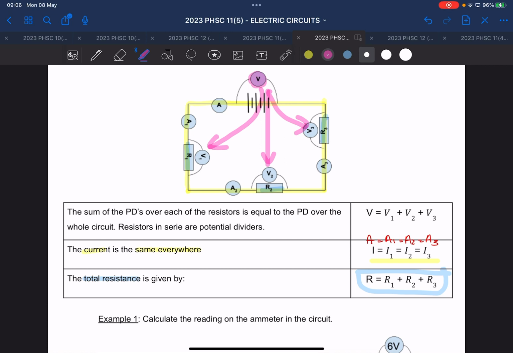So you can see there the sum, what does it mean? Plus, minus, divide, plus. The sum of the potential difference over each resistor is equal to the potential difference over the whole circuit. So the fancy wording is we say resistors in series are potential dividers, energy dividers, volts dividers.